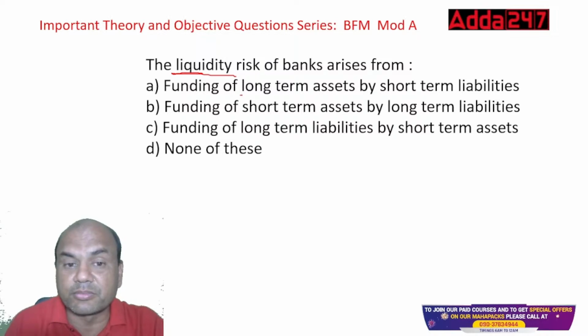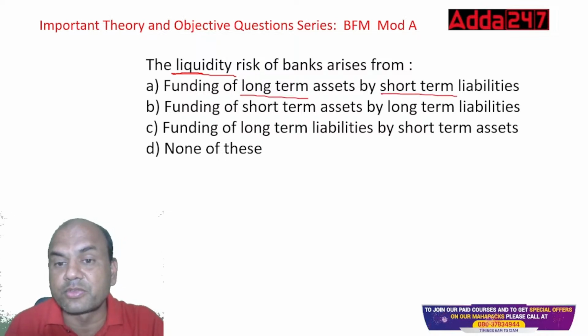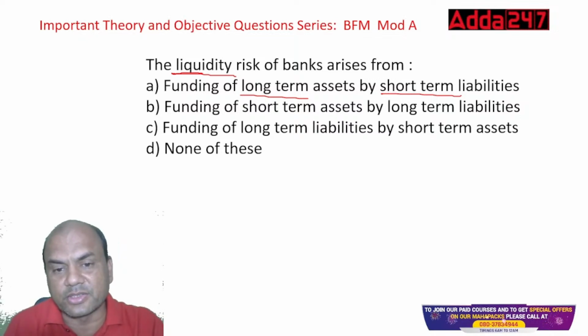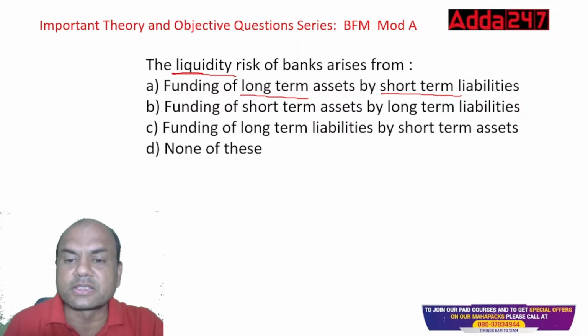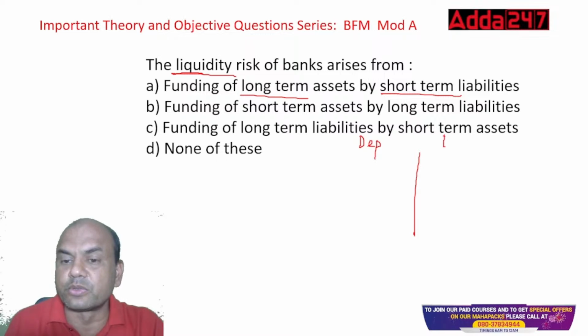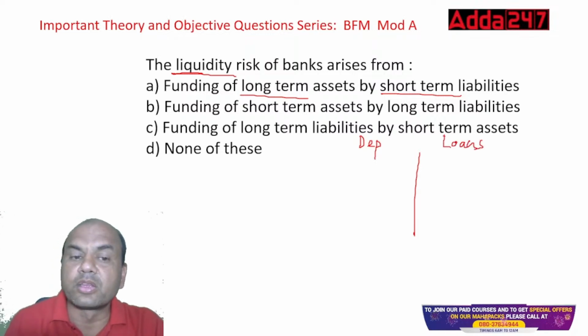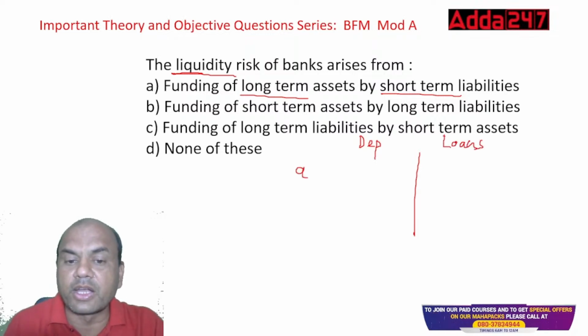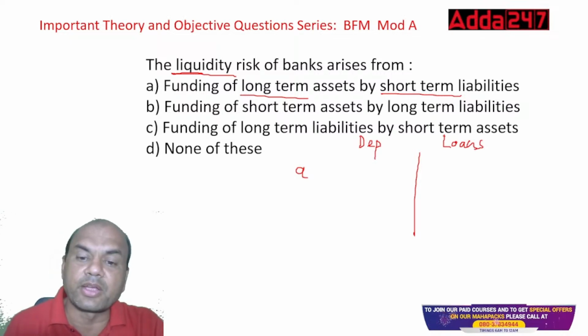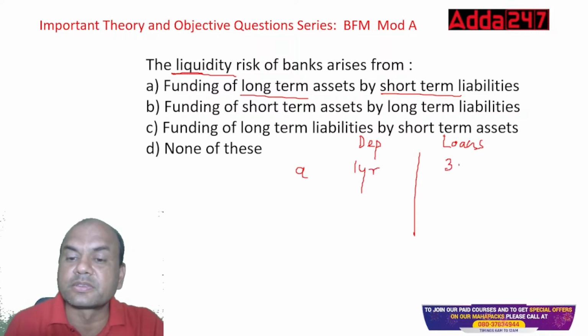Long-term assets by short-term liabilities. What do you mean by this? Let's consider all these cases. Let's say this is deposits. Here, liabilities means deposits. Assets means loans. Now, case A. Funding of long-term assets by short-term liabilities. Means what? I'm having a deposit of 1 year and I'm giving a loan of 3 years.